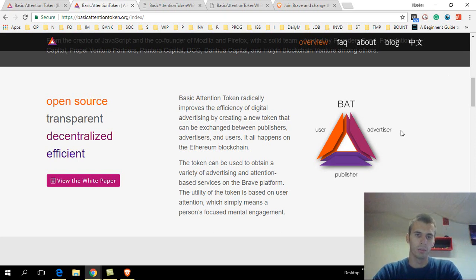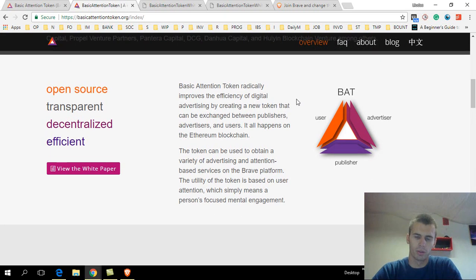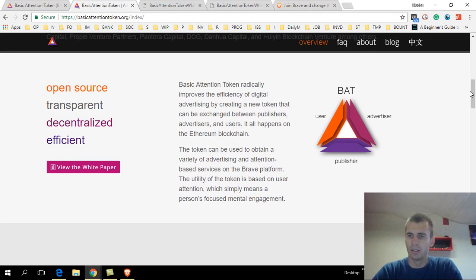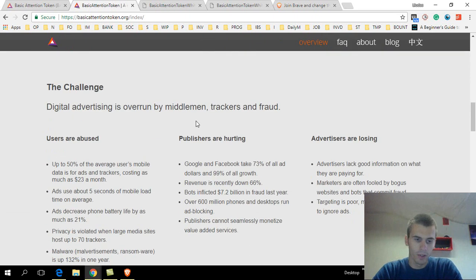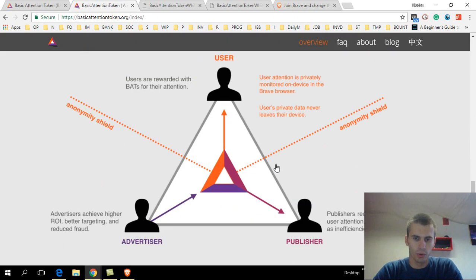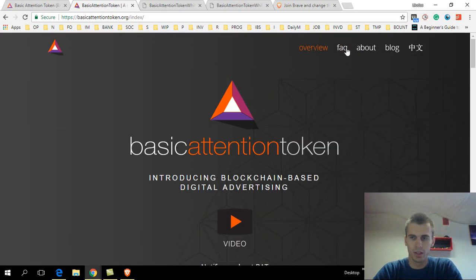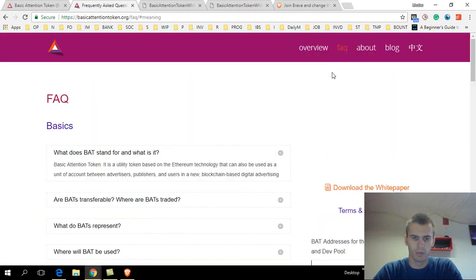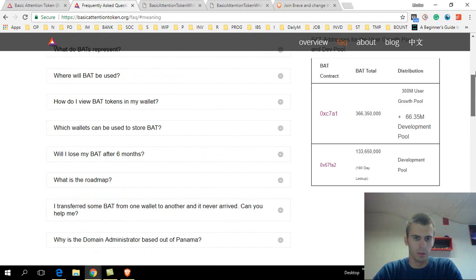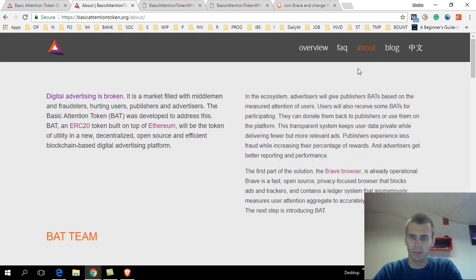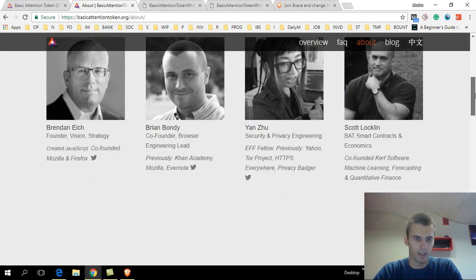So now you might be thinking, well, it's going to be really hard for people to start using a new browser, and for me, I think this is going to be the main problem of this project. But what I want to show you is the person involved in this, that maybe is one of the main ones. I think it's here, the BAT team.